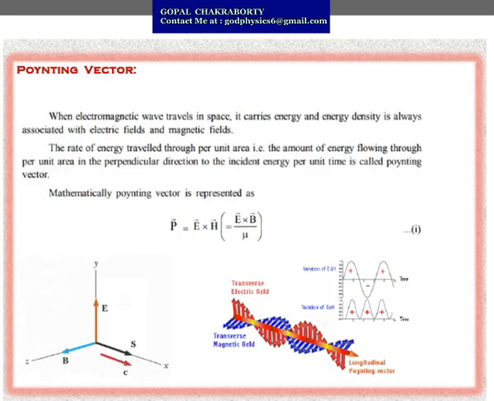So the next point is the Poynting vector. When an electromagnetic wave travels in space, it carries energy, and energy density is always associated with electric and magnetic fields. The amount of energy flowing per unit time through unit area perpendicular to the direction of propagation is called the Poynting vector. Mathematically, it can be represented as capital P with a vector sign equals E cross H, or equals E cross B by mu. So this is the Poynting vector.